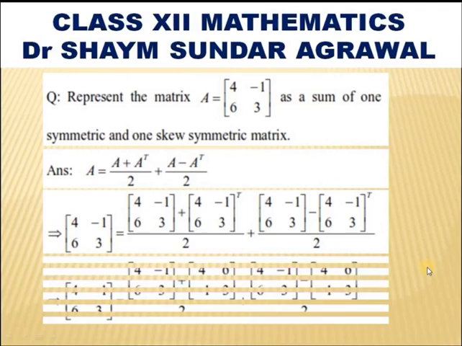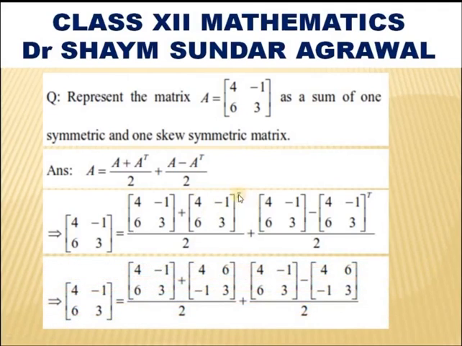Now just taking the transpose of [4, -1; 6, 3]. So, first row changes to first column, second row changes to second column. So, it is [4, 6; -1, 3]. So, it is the same as [4, -1; 6, 3] plus [4, 6; -1, 3] by 2 plus [4, -1; 6, 3] minus [4, 6; -1, 3] divided by 2.